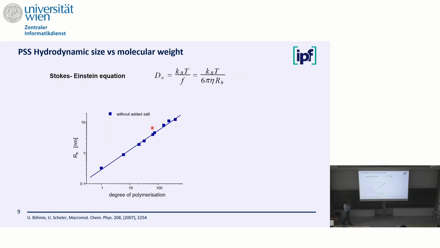I looked at polystyrene sulfonate. I like it a lot. A strong polyelectrolyte. I can get it with a low polydispersity. I look at the hydrodynamic size as a function of the degree of polymerization. A straight line in this double logarithmic plot. If I add a little bit of salt here, then I get another straight line. What is different? From that, I can work out the fractal dimension.